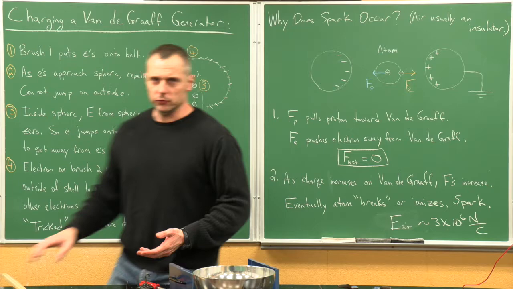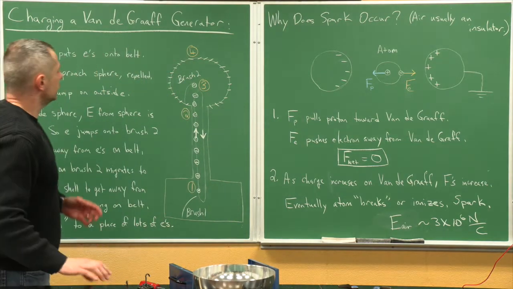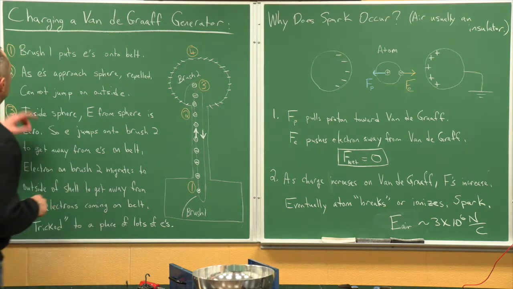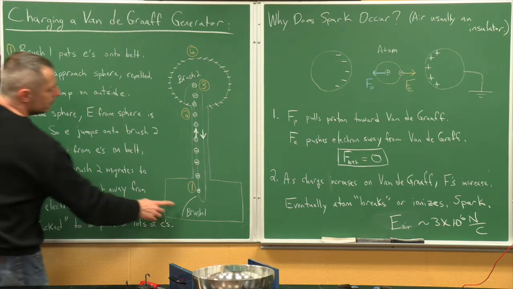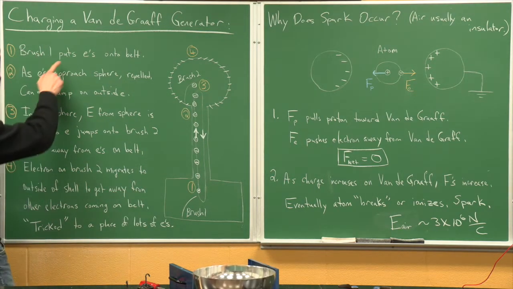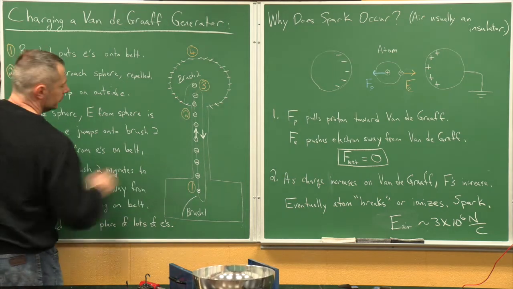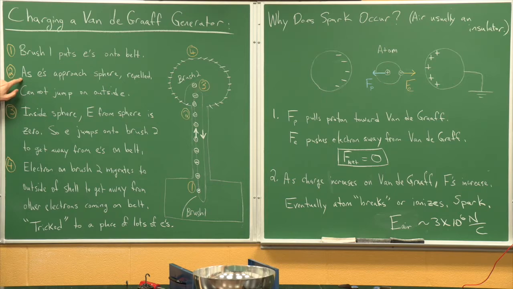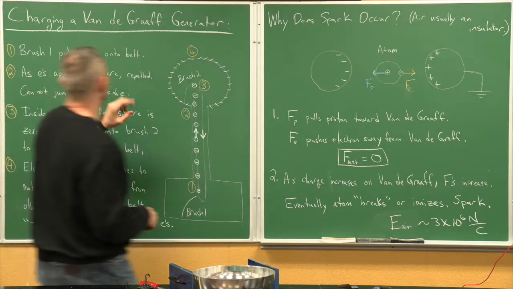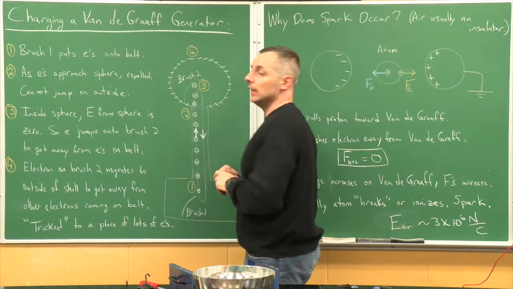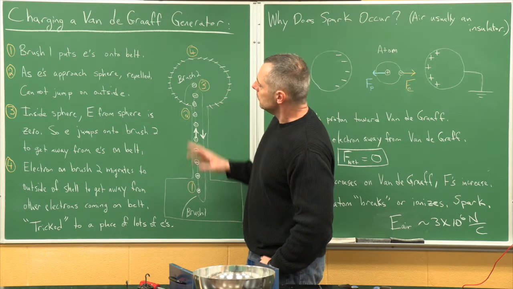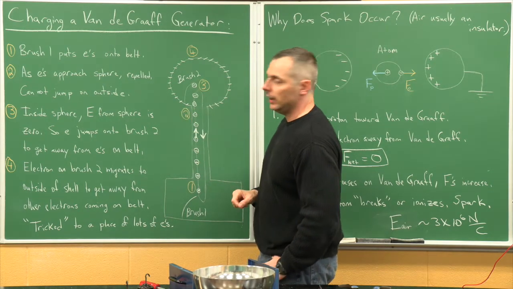So it's kind of like a little story of what happens to the charge. You've got this belt running, you see these arrows here, and step one, brush one down here puts electrons onto the belt. The belt carries these electrons up, and as the electrons approach the sphere, because it's negative as it's charging, they're repelled away from the sphere. So they cannot jump on the outside.